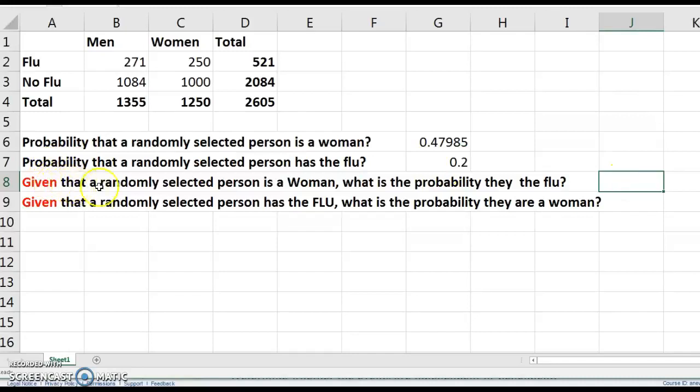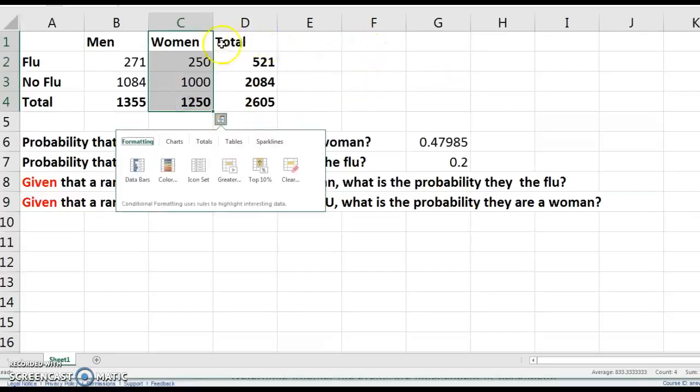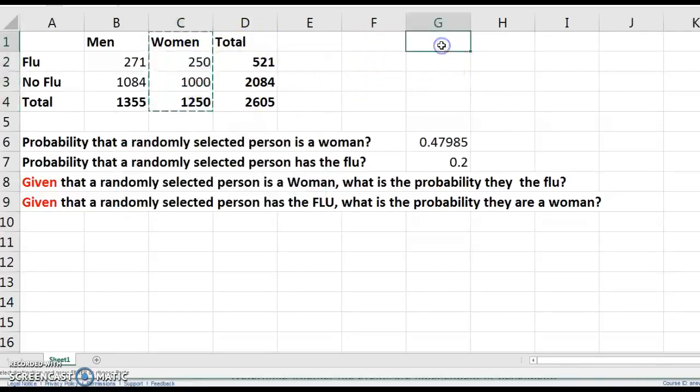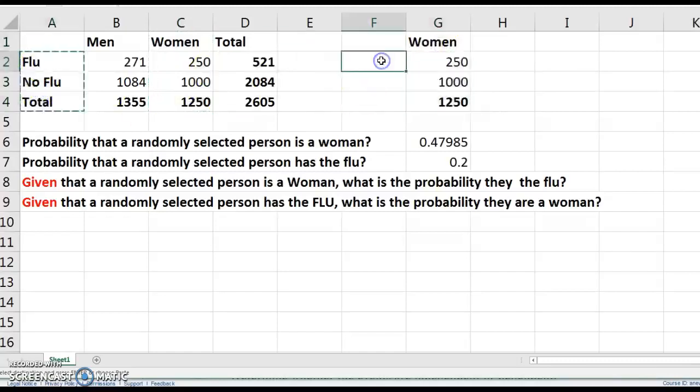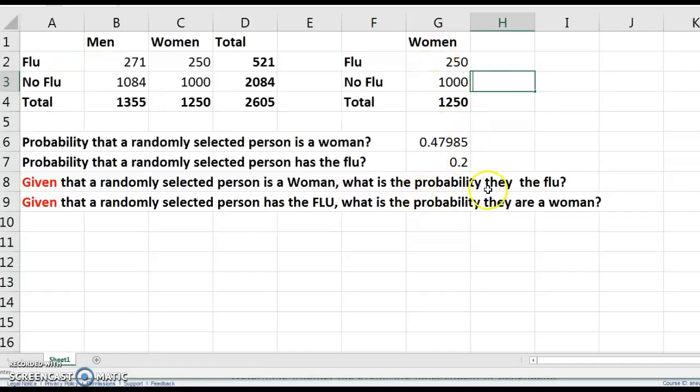Now, given that the randomly selected person is a woman, so if we're only looking at the woman category here, what's the probability that they have the flu? It'd be 250 out of 521. And you see that's the same probability as having the flu out of everybody in general. So we've proven independence there. The probability of having the flu does not change whether it's everybody or whether you know that it's a woman.